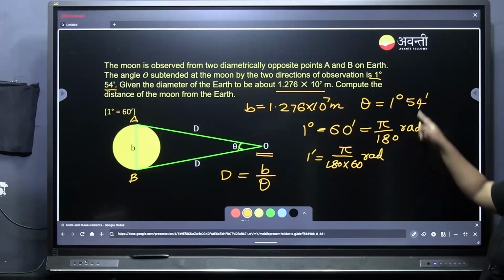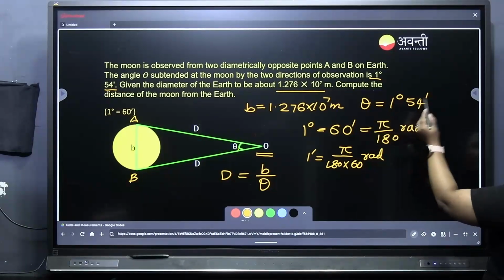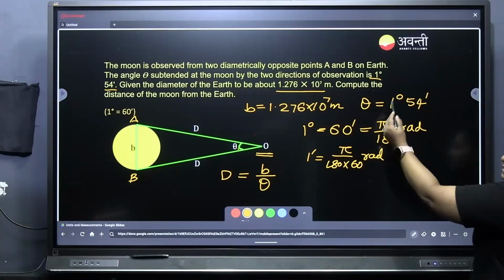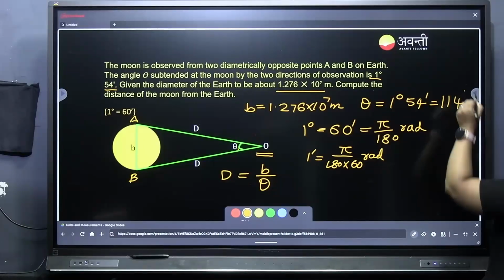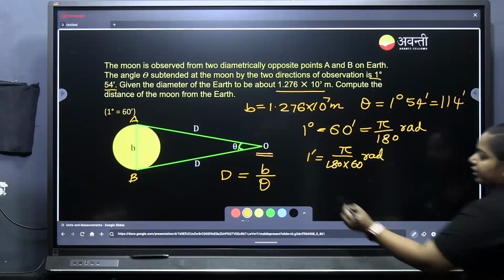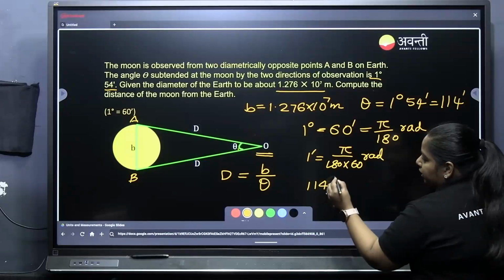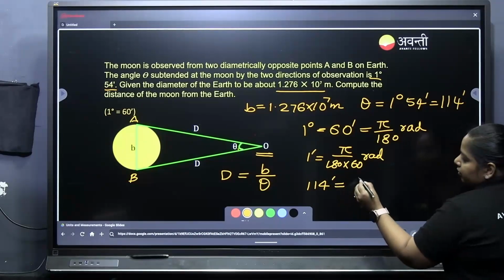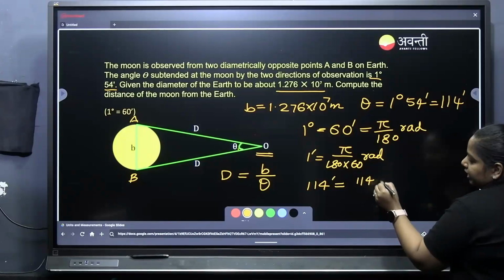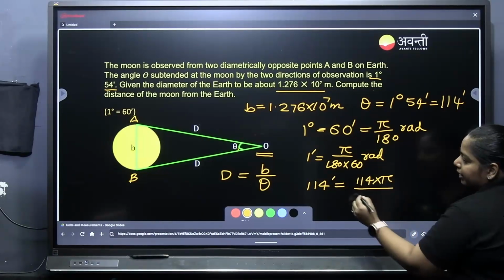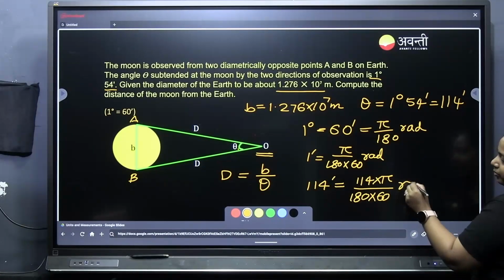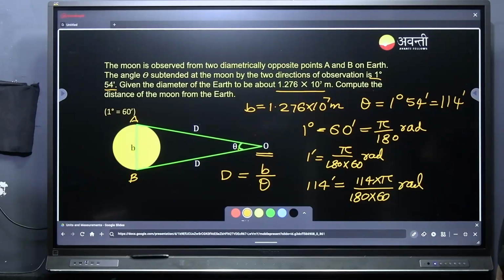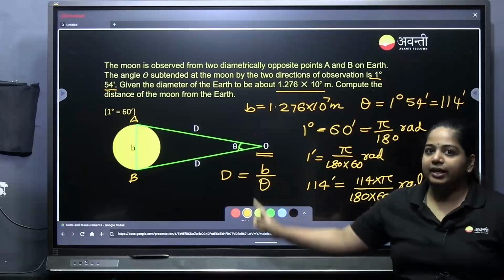Okay. Now see this. Theta is given as 1 degree 54 minutes. 1 degree is 60 minutes, so 60 plus 54 is equal to 114 minutes. Then 114 minutes equals 114 into pi divided by 180 into 60 radian. Please do this calculation. Substitute B and theta, then find the distance.